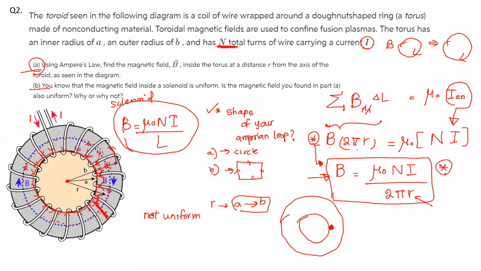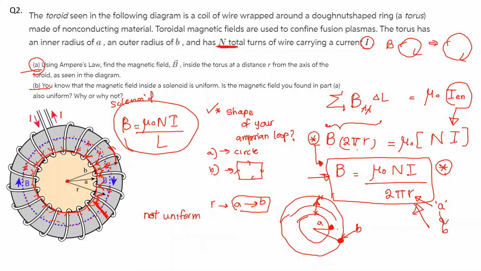I'm dividing by a small radius, right? I'm dividing by something like A. But if I use the same formula to find the B field at a location like this, like here, then I will be dividing by B, right? So when I divide by a larger value, B is reducing, right? So when I go from here to here, this way, my B field slightly reduces because the radius is increasing. See, this R changes from A to B.